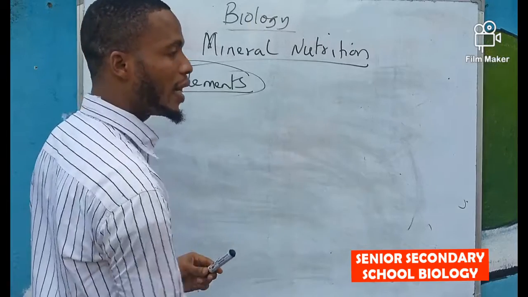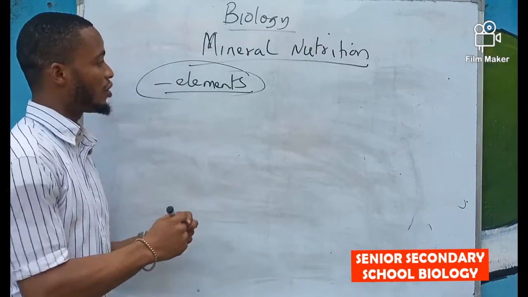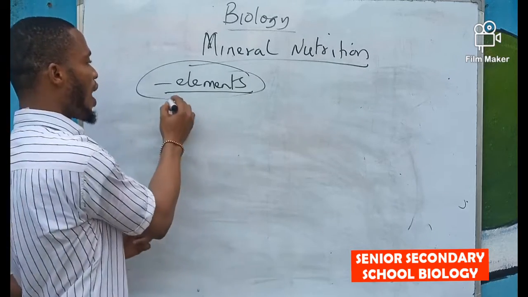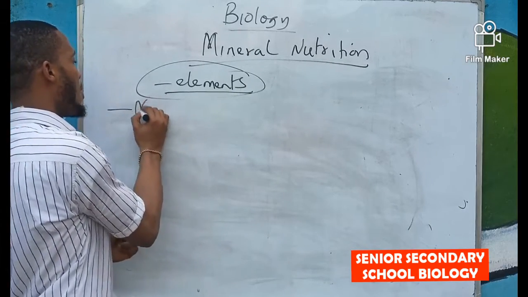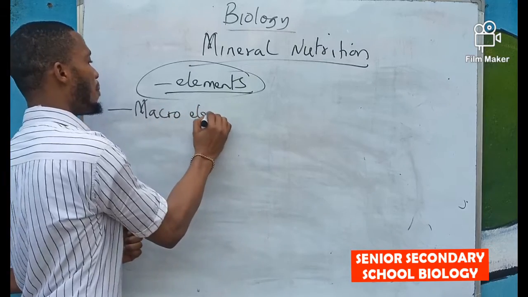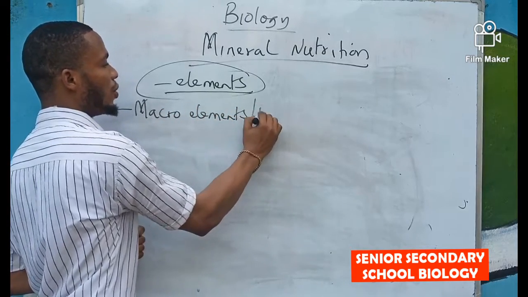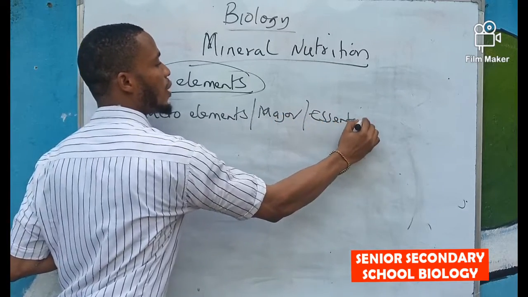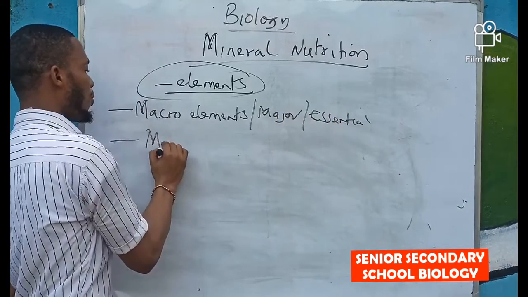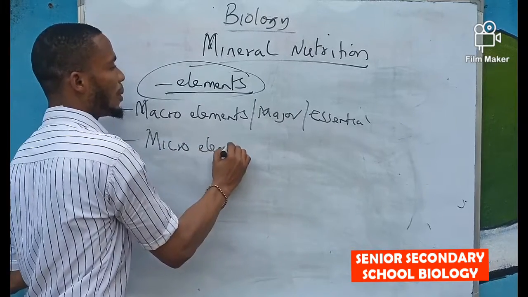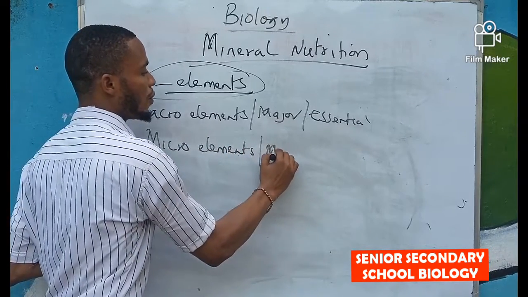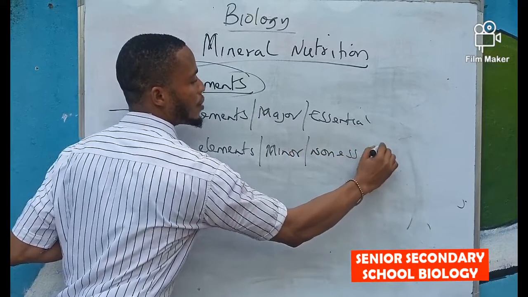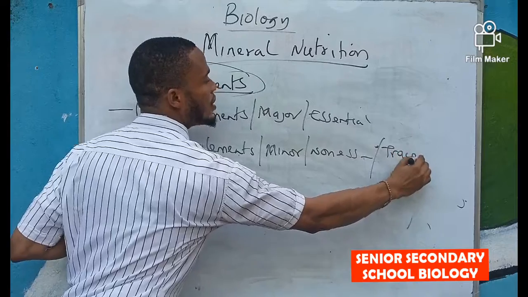Now let's look at elements as a topic on its own. Mineral elements are those nutrients, or those things, that the plants need for their flourishment. We have two types of mineral nutrients. We have macro elements, which you also call major or essential elements. And number two, we have the micro elements, which you call the minor, the non-essential, or the trace elements.